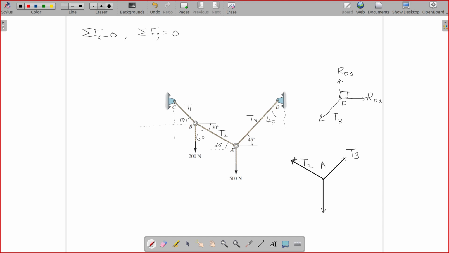Similarly, you have T2 here, and all these angles are known. This is 30 degree. So here also these angles are known. If this is 45, this should also be 45, right? This is 45, which we already know. Here this is 30 and this is 45. Newton backwards.